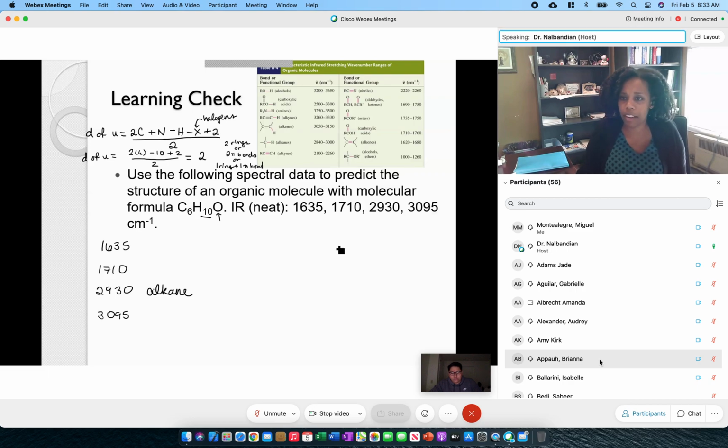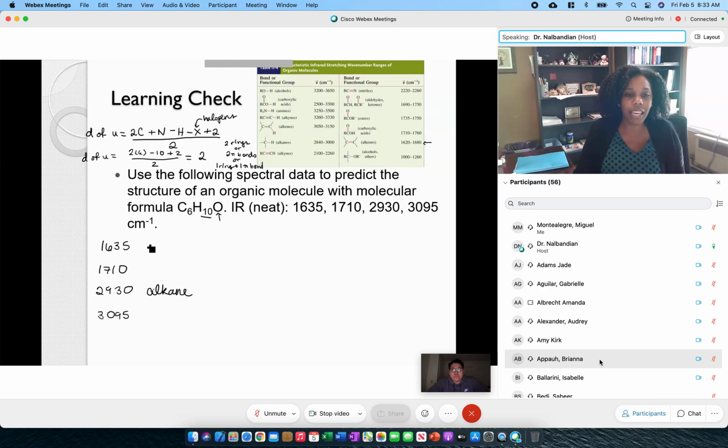So let's look at 1635. So 1635, if we look at these numbers, what could be 1635? Really only this, which would be the alkene, but it's specifically the carbon-carbon double bond of the alkene. That's at 1635. So we know we have an alkene. And then 1710. So 1710, that could be this. So we could have a carboxylic acid. Let's see, anything else? 1710. Oh, 1710 could be either an aldehyde or a ketone.